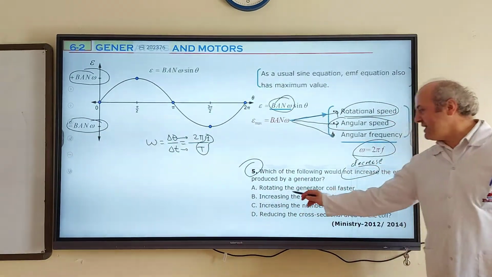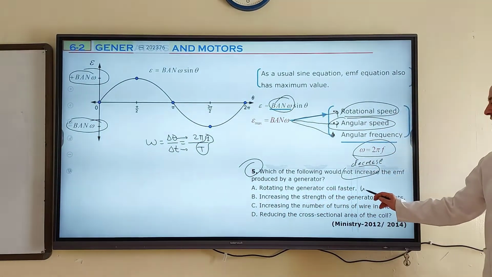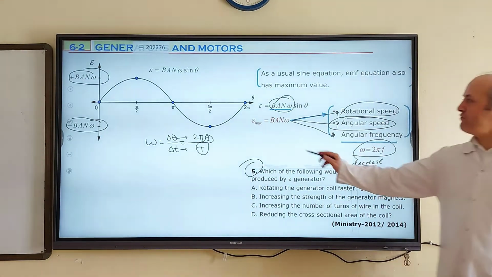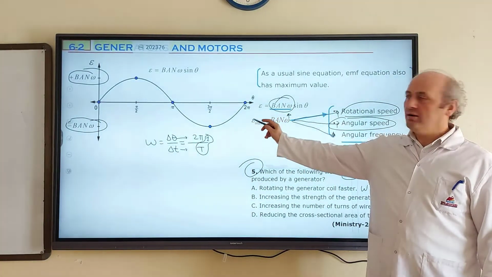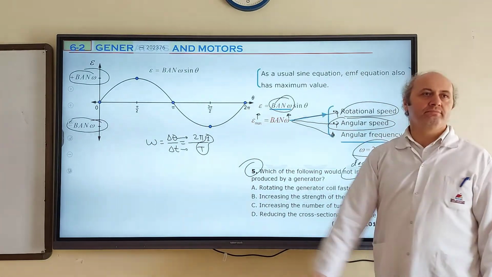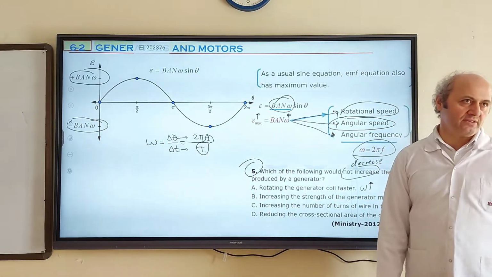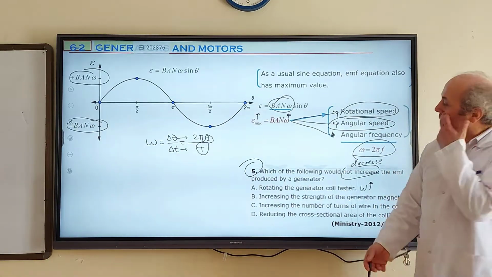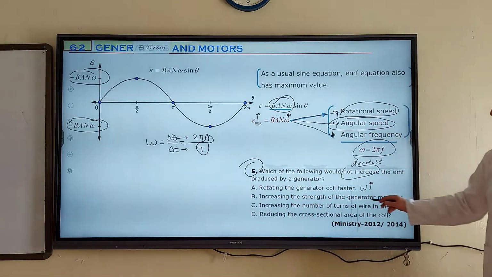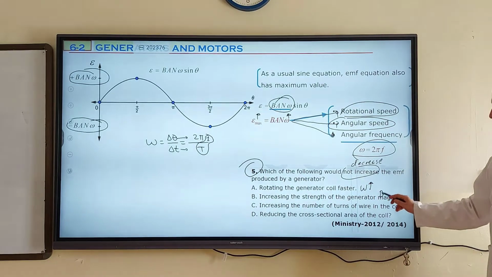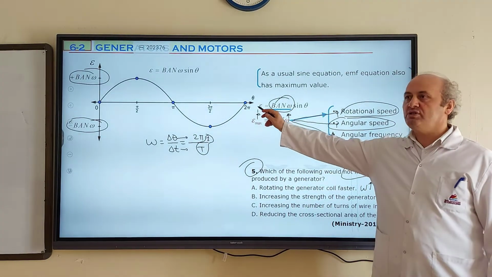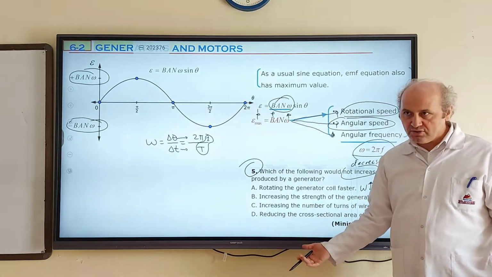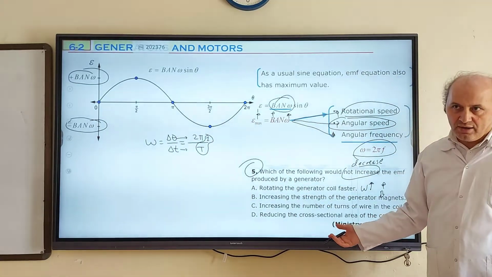First, rotating the generator coil faster, yani increasing omega. If omega increases, then this EMF increases proportionally. This is not the answer we expect. We want to decrease. B, increasing the strength of the generator's magnet, yani increasing B. If B increases, again, induced EMF proportionally increases. So this is not the answer again.